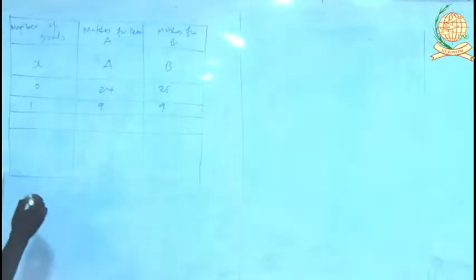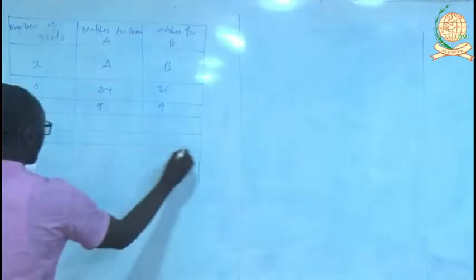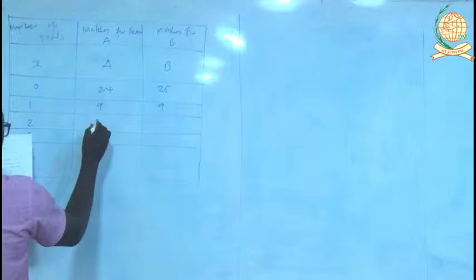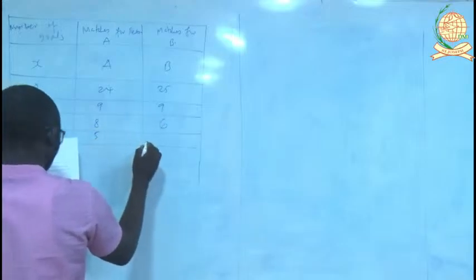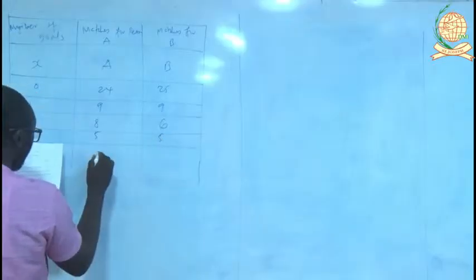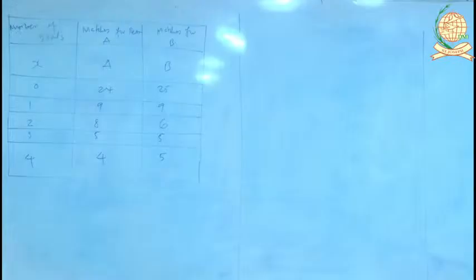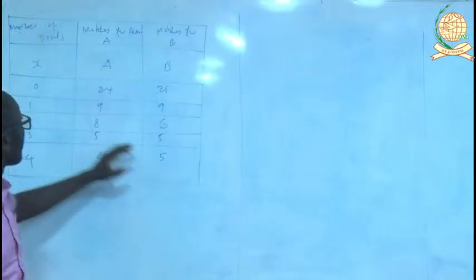And you have also 2 goals, 3 goals, and 4 goals, for 8 matches of A, 6 matches of B, 5 matches of A, 5 matches of B, 4 matches of A, and 5 matches of B. This is the number of goals scored by team A in the season, and for team B, the number of goals.